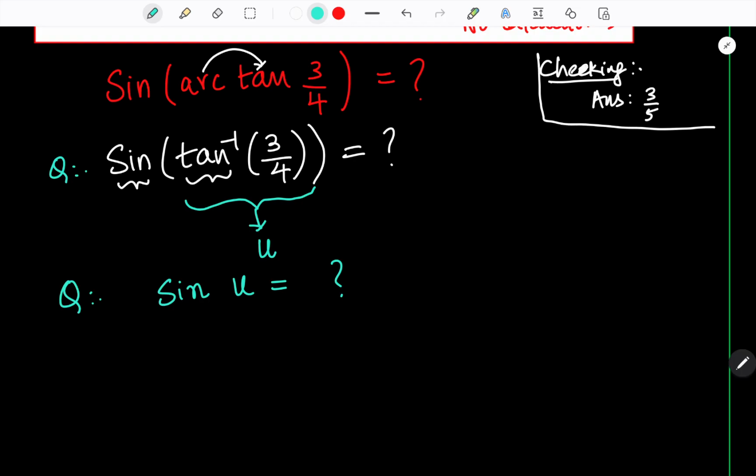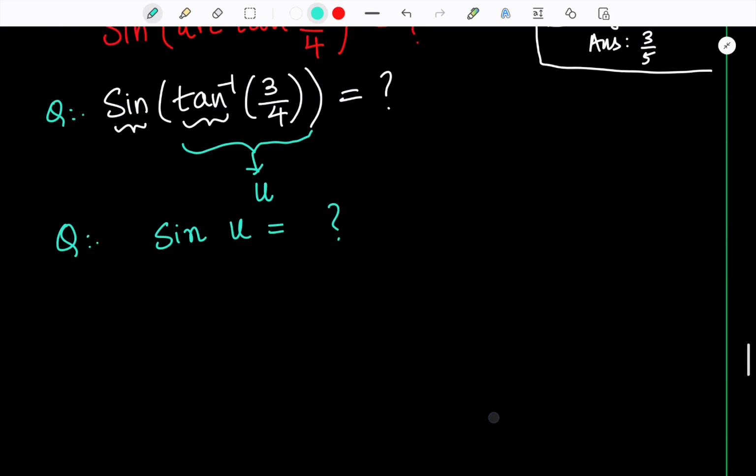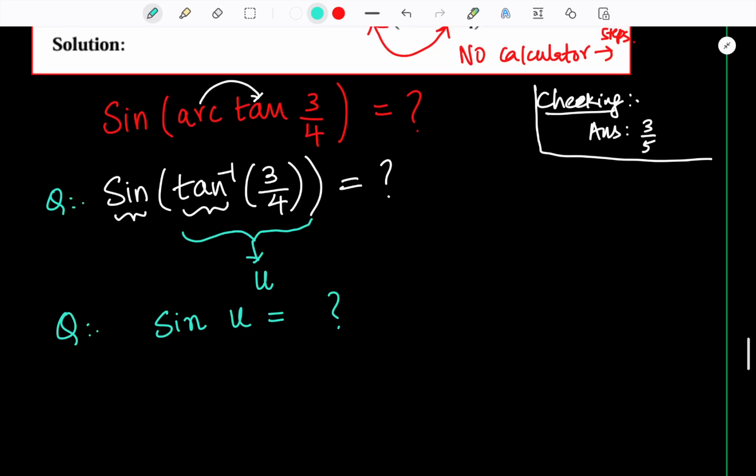If you find sine u, your solution is over, right? If you find sine u, your solution is what? Over. Clear? Right. So come to the question. So tan inverse of 3 by 4 I'm calling as u.